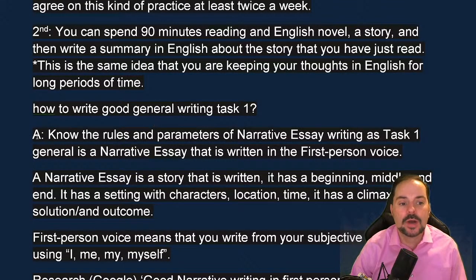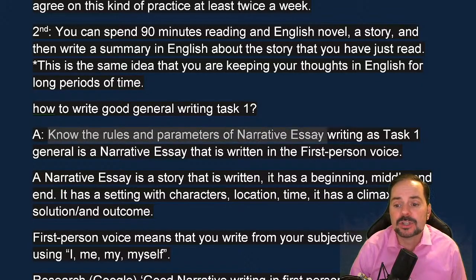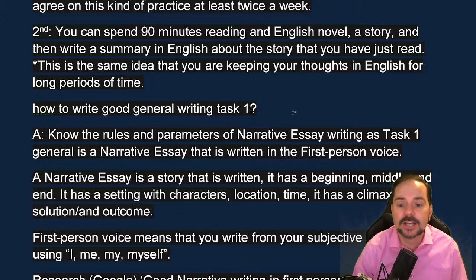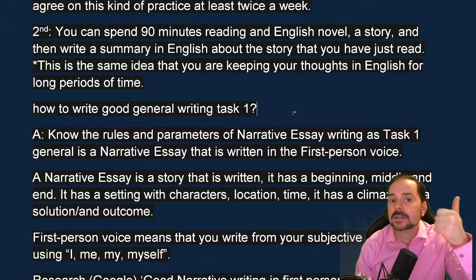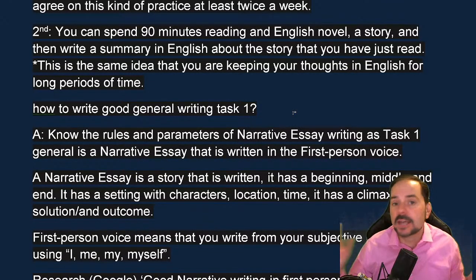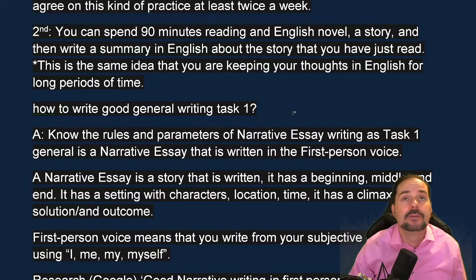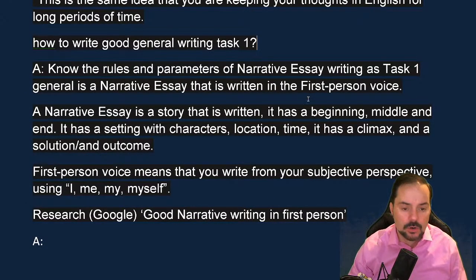So Paulo's question again was how to write good general IELTS Task 1. The answer to this is know the rules and parameters of narrative essay writing. There are 4 types of essays: persuasive essays, expository essays, descriptive essays, and narrative essays. All writing, like argumentative essays, letter writing, disagree, agree, they all come under the category of one of these 4 kinds of writing. So know that.